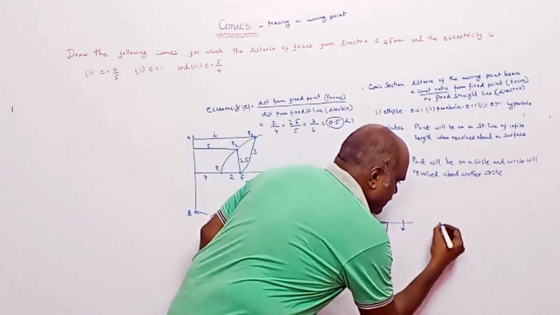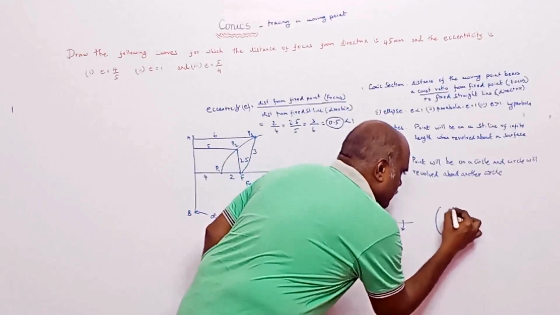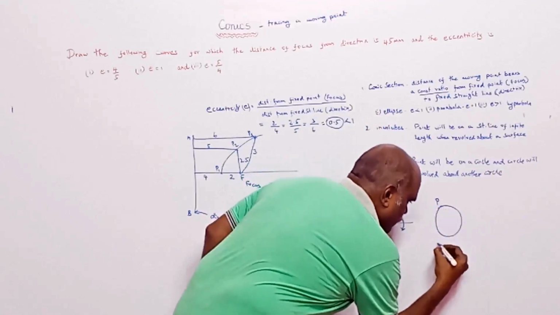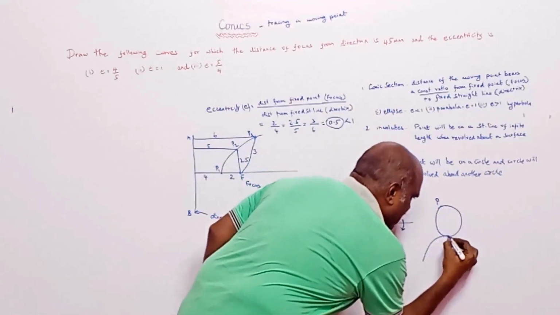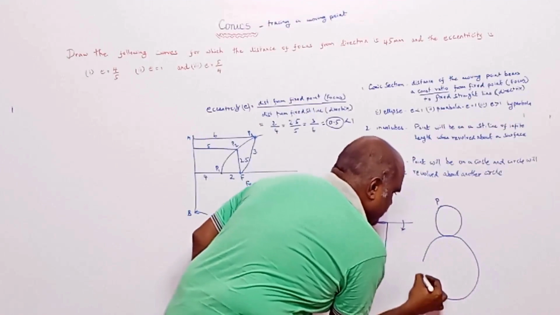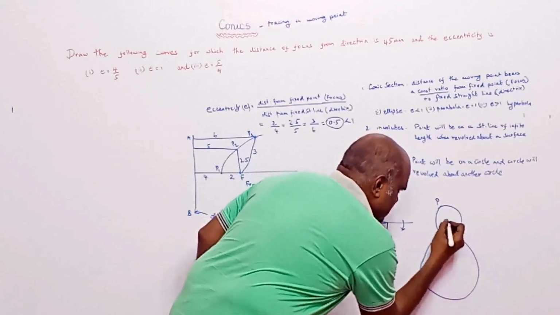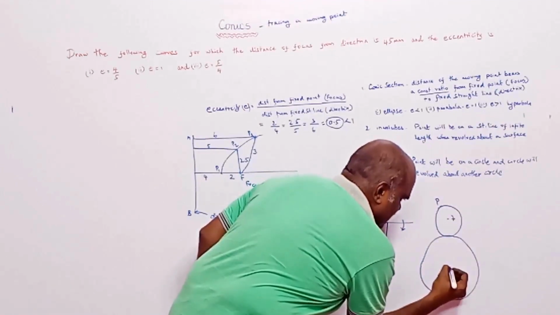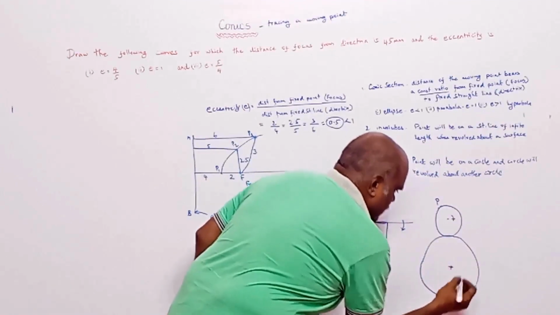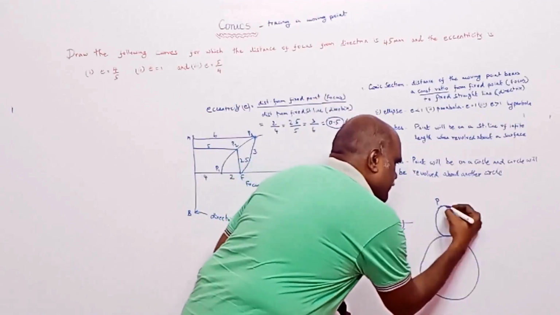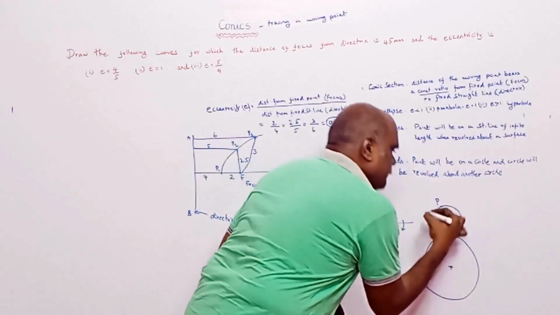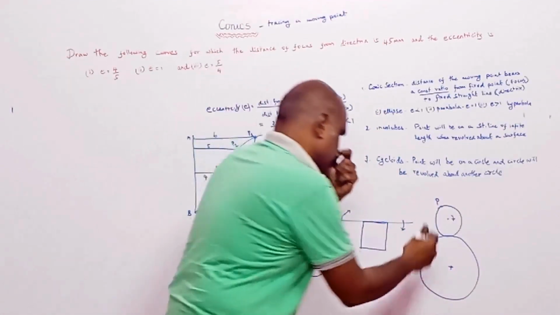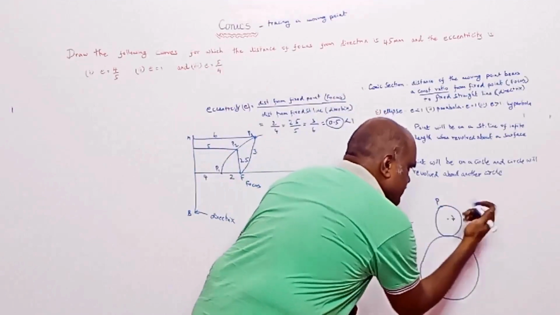Cycloids. In case of cycloids, you will be considering a point on the circumference of a circle, and this circle will be revolved over the circumference of another circle of greater radius. So when this circle revolves over the circumference of another circle, which is the fixed one, then the path traced by this point P is nothing but a cycloid.